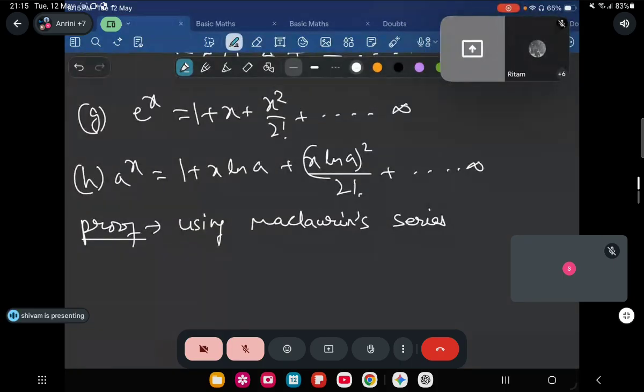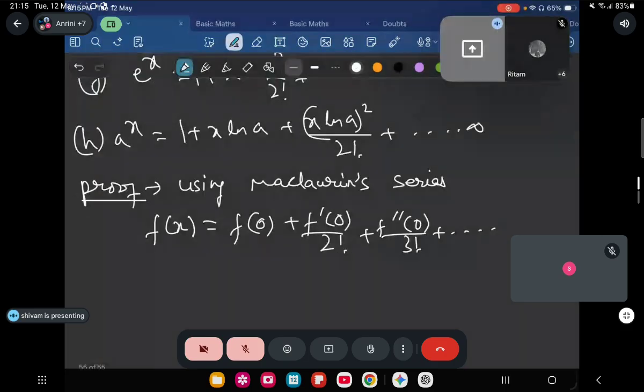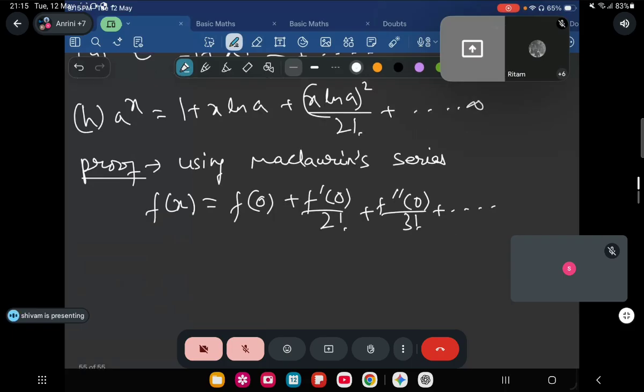Okay. Using Maclaurin series, everyone pay attention. f of x will be equal to f of 0 plus f dash 0 by 1 factorial x plus f double dash 0 by 2 factorial x square plus dot dot. It goes on like this. Next. Next, exponential functions. Pay attention, everyone. Exponential functions.